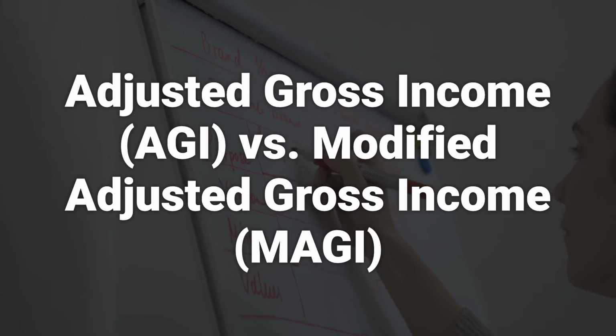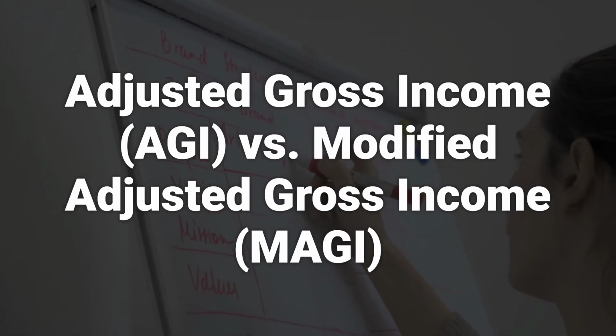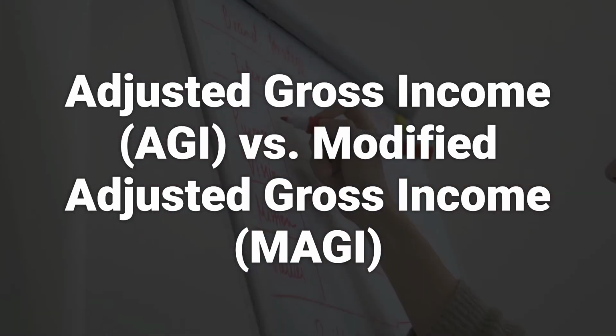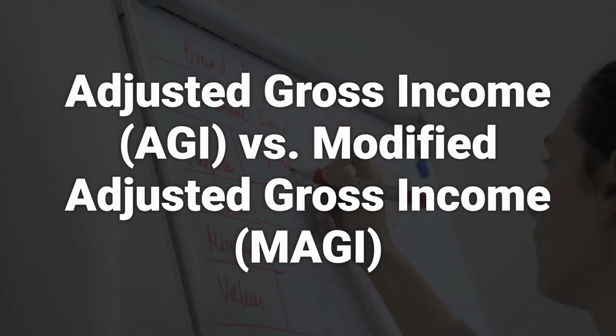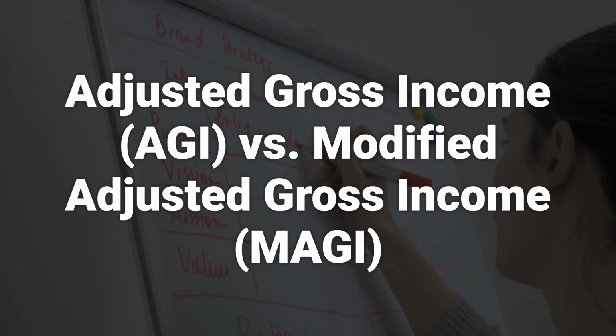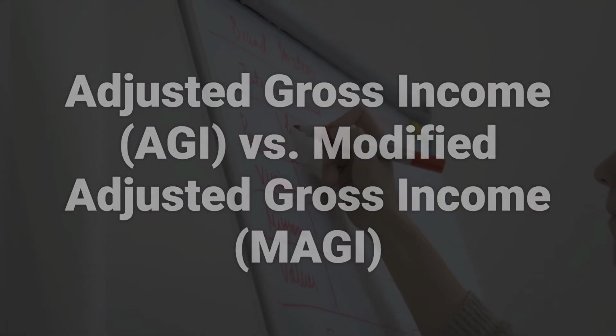MAGI starts with your AGI and adds back certain items, such as deductions for student loan interest or tuition and fees. MAGI is used to calculate income for things like Roth IRA contributions and marketplace health insurance under the Affordable Care Act.